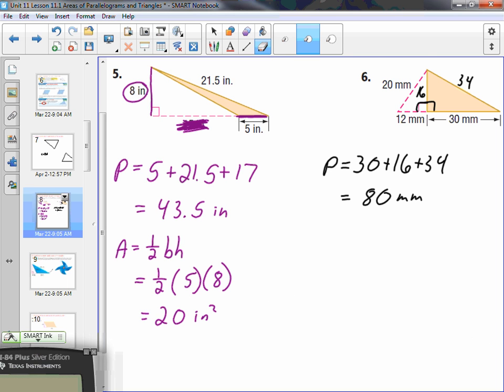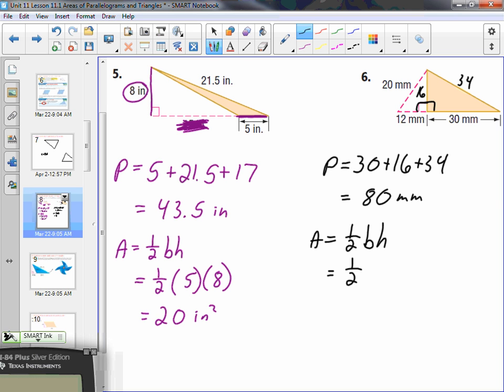And now, let's go to work on the area. Area equals 1/2 base times height. So 1/2. Now, since this is a right triangle, one of the legs can be the base, the other leg can be the height. So I'll use the 30 millimeters as the base, use the 16 millimeters as the height. I know that 1/2 times 16 is 8. What's 8 times 30? Yeah, it's got to be 240. And what's the unit on our answer? Millimeters squared.